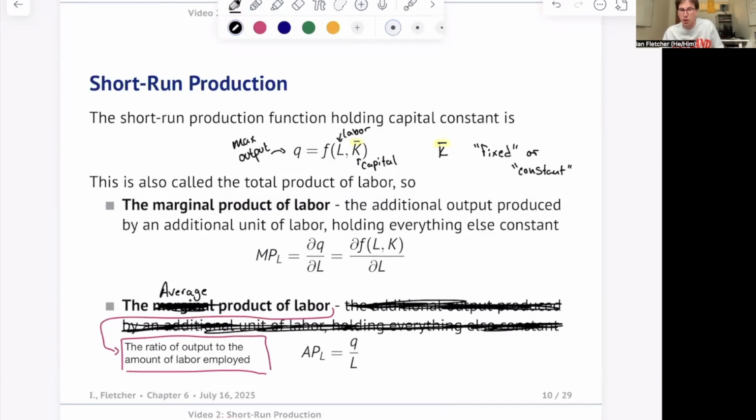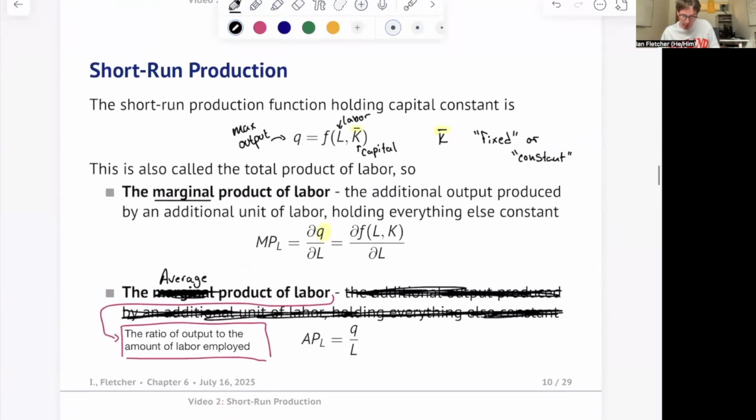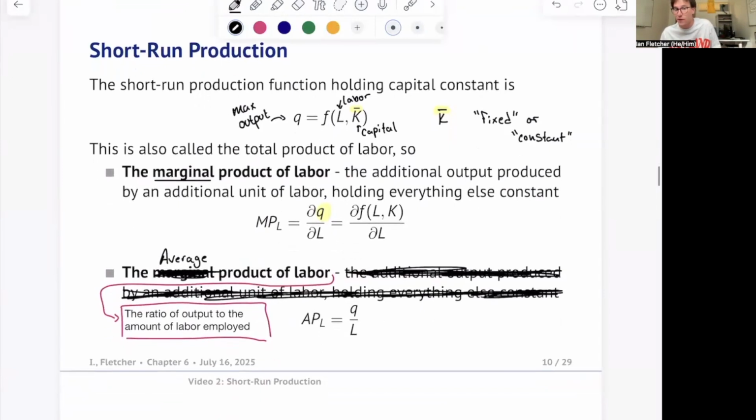The marginal product of labor, and again, every time that you see marginal in front of this, you should be thinking of it as the additional dependent variable following from a 1 unit increase in the independent variable. And then we have this other idea called the average product of labor, which is just your total output divided by your number of labor hours, the ratio of output to the amount of labor employed.